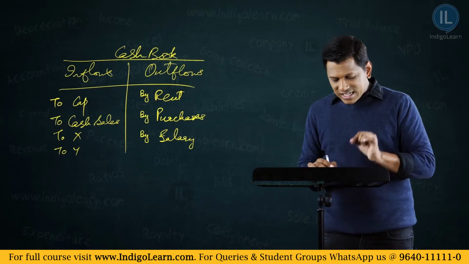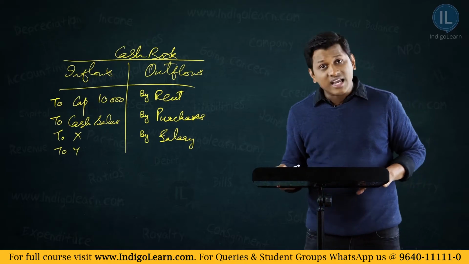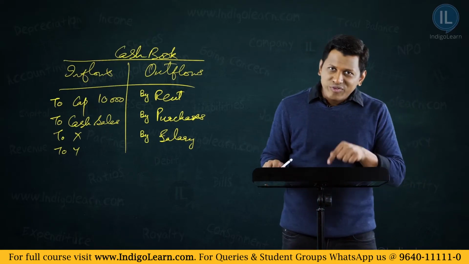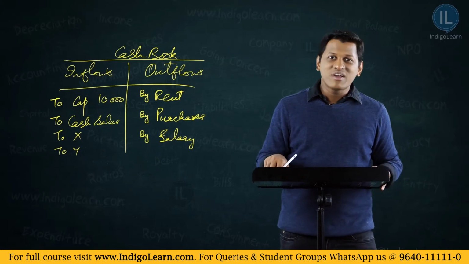But here, when I say capital, here the capital I wrote as 10,000. But actually capital was 1 lakh. I wrote it as 10,000. What kind of an error is this? This is an error of commission.